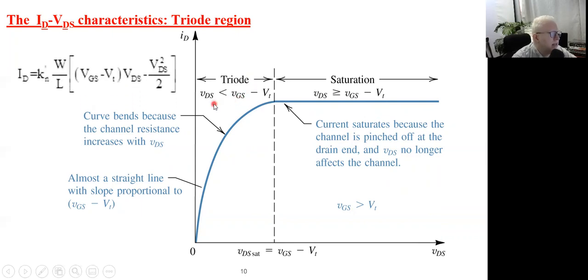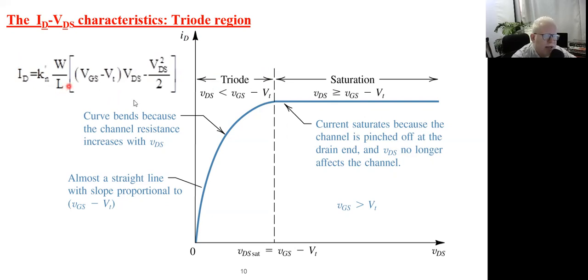So this is the general equation for the current flowing in the triode region. Let's examine the equation. This is ID, which is represented on the y-axis, equals Kn dash. Kn dash is a material parameter. It depends on the type of material you use, for example silicon or whatever. It depends on the thickness of the oxide.